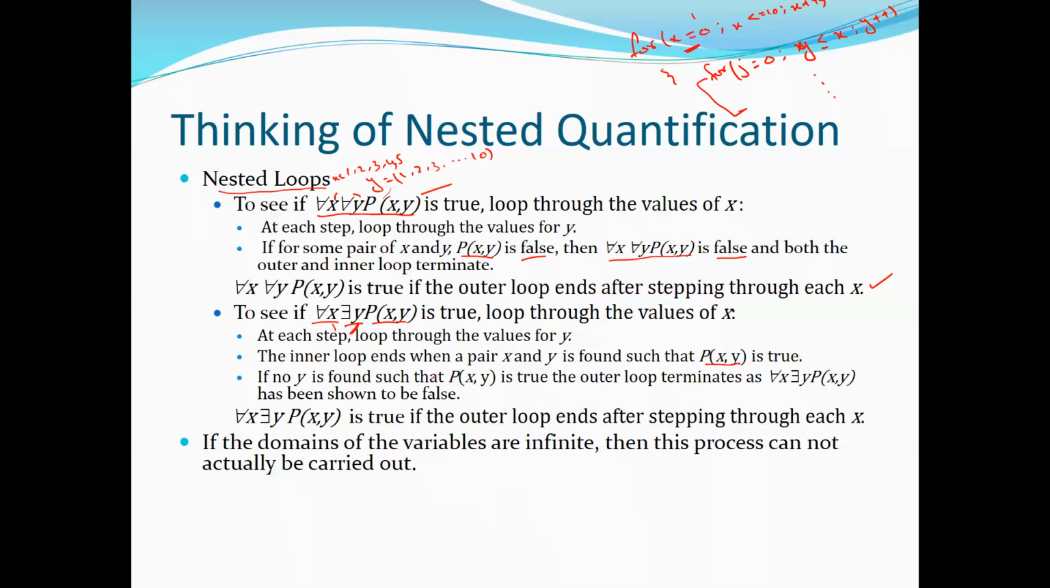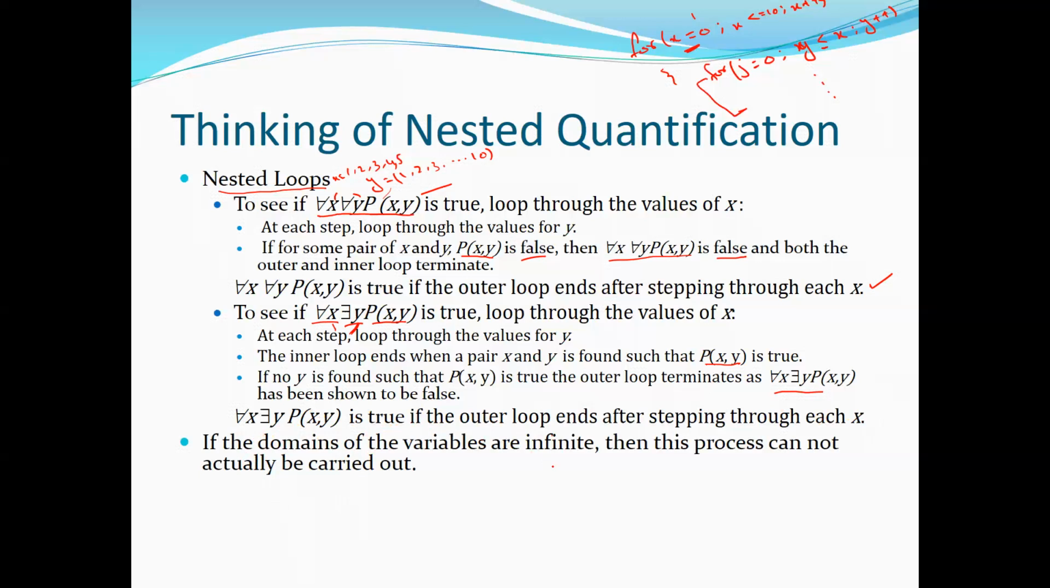If no y is found such that P of x, y is true, the outer loop terminates and this statement is false, right? So if there is no such pair for which this is true, it becomes false. Clear? So in conclusion, for all x there exists y, P of x, y is true if the outer loop ends after stepping through each value of x. If the outer loop x terminates normally for all the values of x, it becomes true, otherwise it is false.